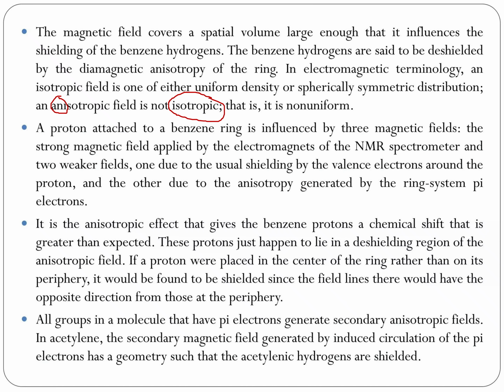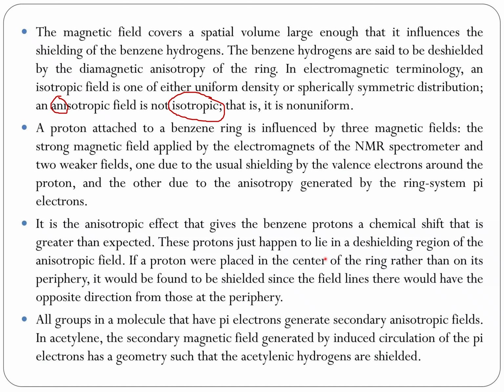A proton attached to a benzene ring is influenced by three magnetic fields: the strong magnetic field applied by the electromagnet of the NMR spectrometer, and two weaker fields, one due to the usual shielding by the valence electrons around the proton, and another due to the anisotropy generated by the ring system. So these are the cases which are called deshielding. It is the anisotropic effect that gives the benzene proton a chemical shift that is greater than expected, because for alkane it was shifted towards 3 to 4, but for benzene it is shifted towards 7 because of this anisotropic effect.